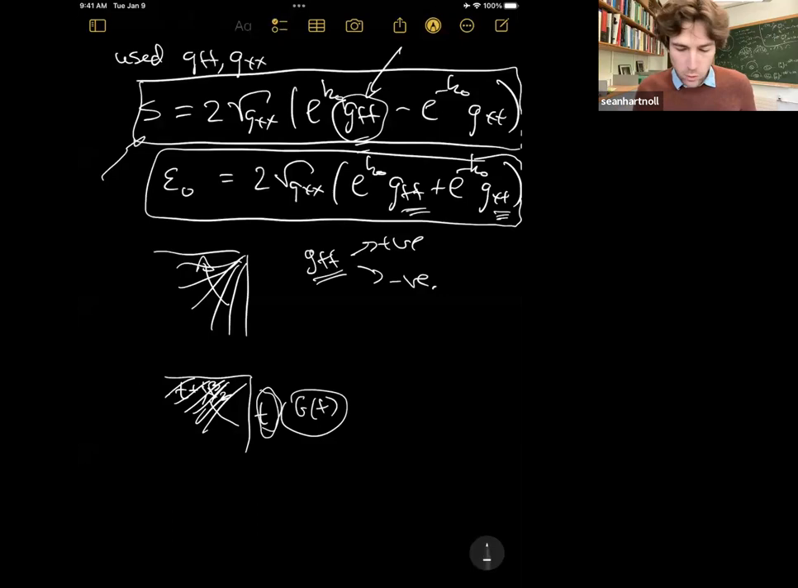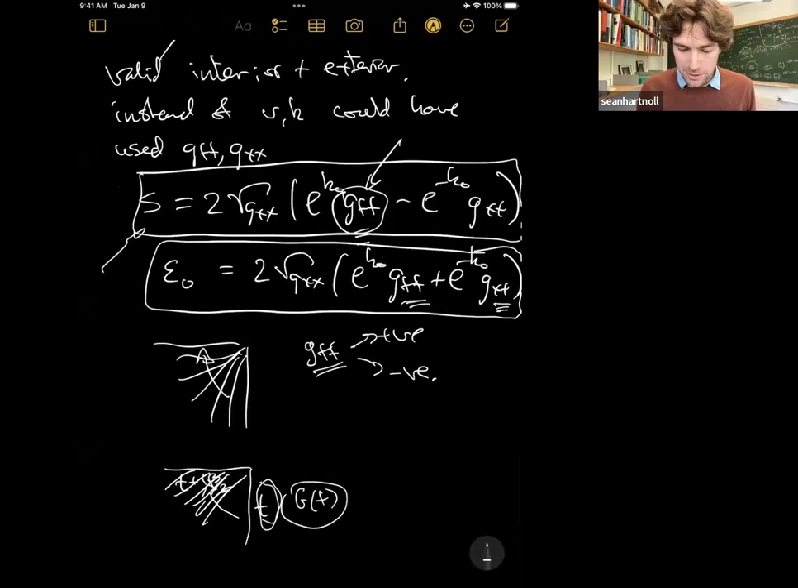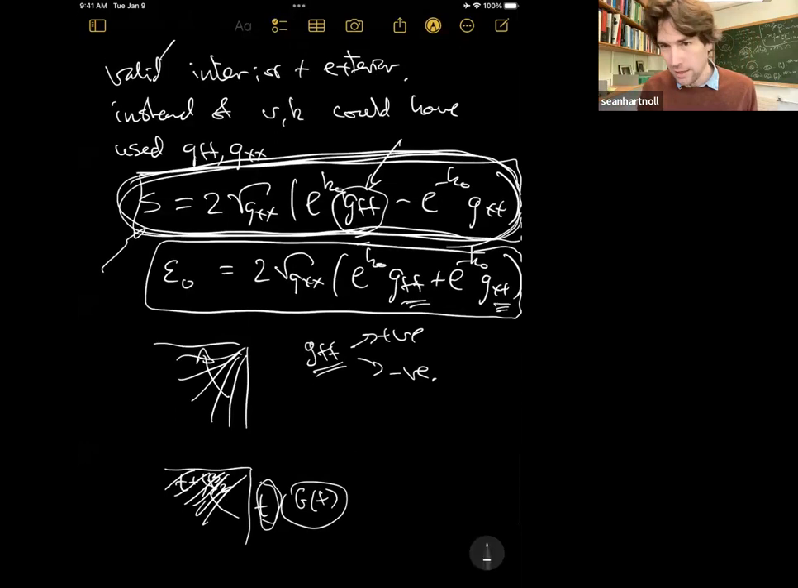And actually, I don't want to underplay that. All I'm saying is that within Hamilton-Jacobi theory, this is the equation. This is the key function, this Hamilton-Jacobi function, and it goes through the horizon very simply. That's all I'm saying.